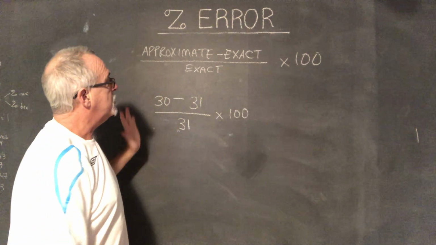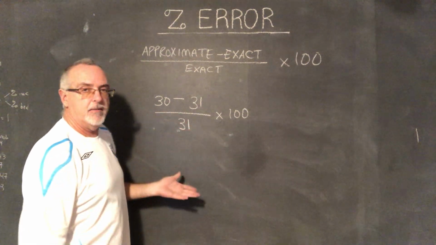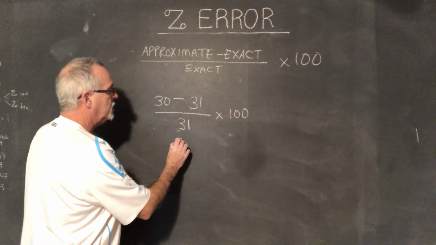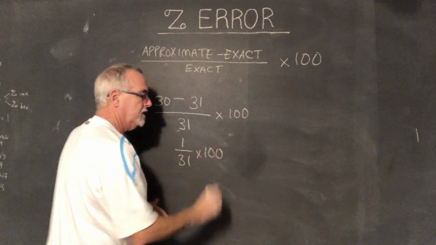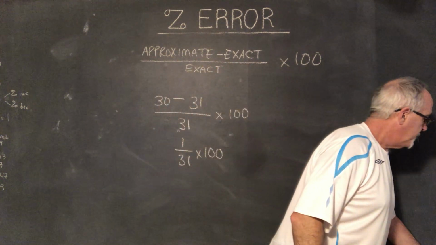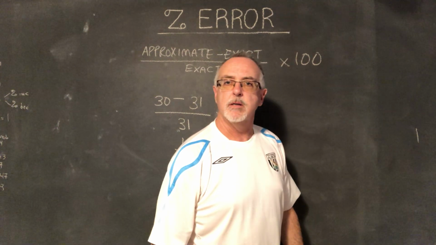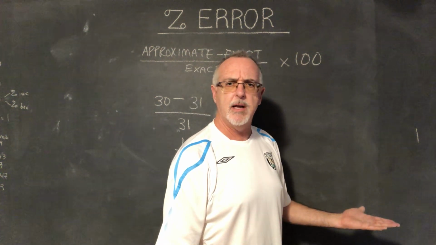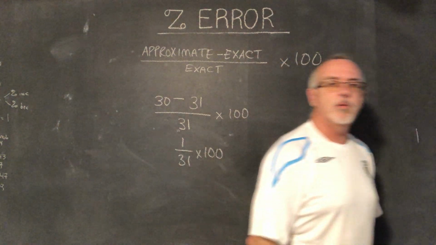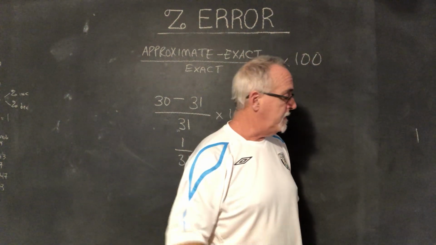Okay, so 30 minus 31 times 100, that's a negative answer. We're going to have -1, but I'm just going to write 1 over 31 times 100. Good result. I wonder if any of these examples are going to have the student get it right on, which would be a 0% error. That would be cool, but I'm not going to force it to happen. If it happens, it happens.